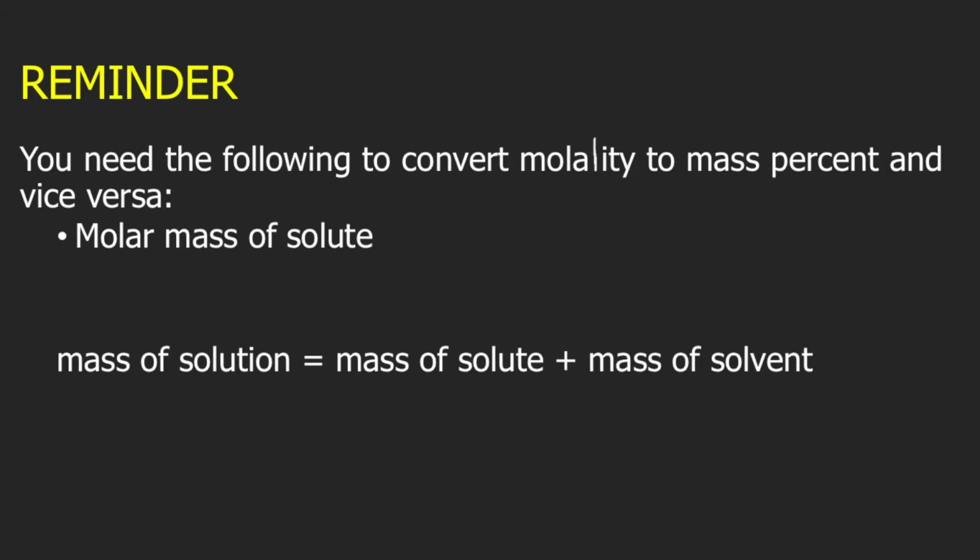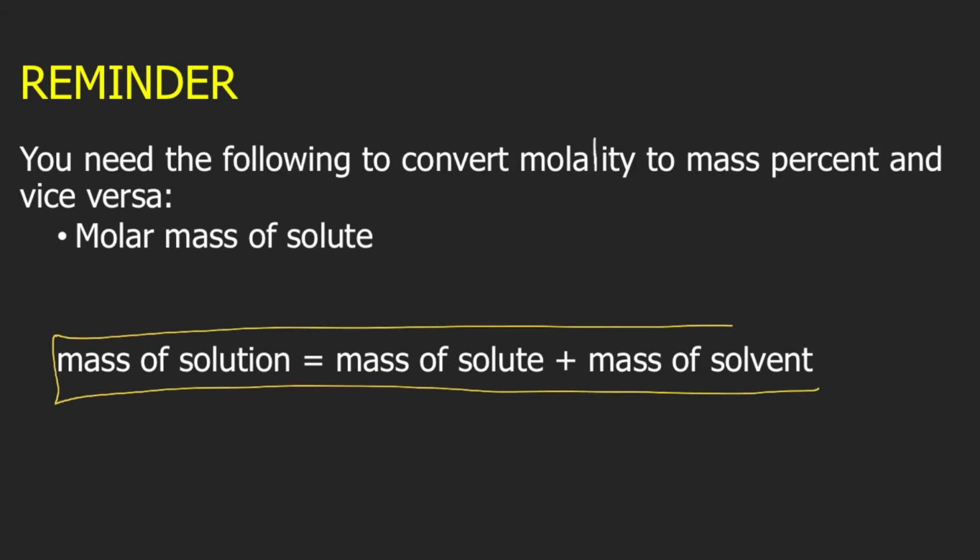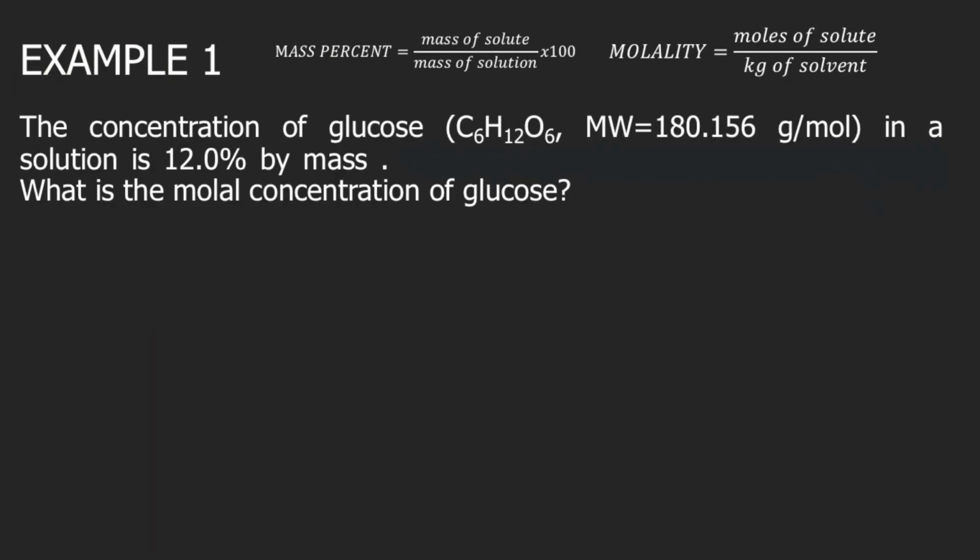Another thing, please remember that mass of solution is equal to the mass of solute plus the mass of the solvent. We will need this to solve our problems. Let's try example 1. The concentration of glucose in a solution is 12% by mass. What is the molar concentration of glucose? So we are given 12% by mass, and we will convert this to molality.